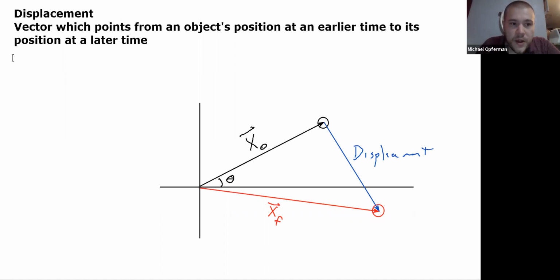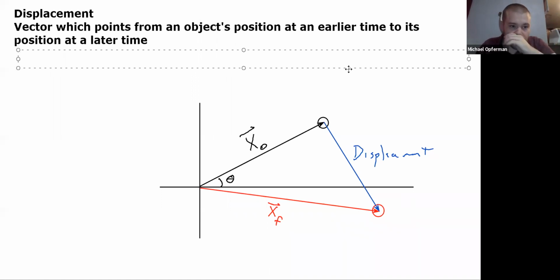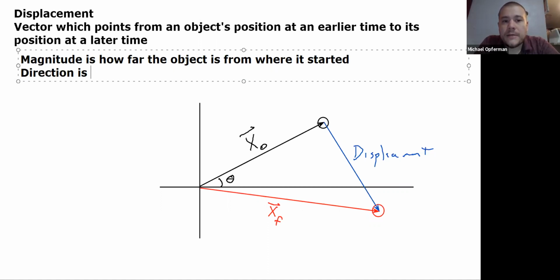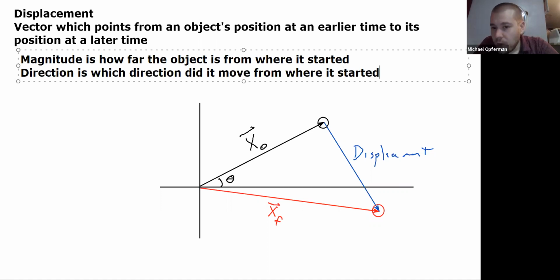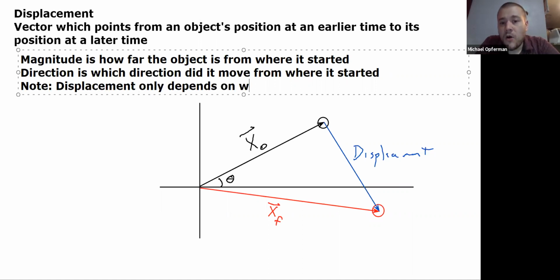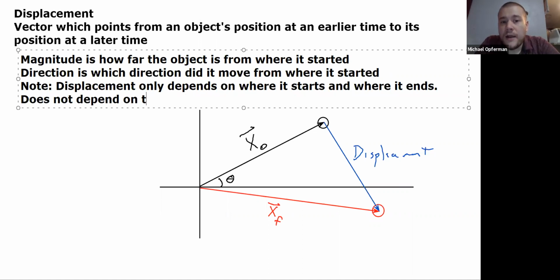Okay, so a few things to notice about that. First of all, the magnitude is how far the object is from where it started. The direction is which direction did it move from where it started. And most importantly and most counterintuitively about the displacement, displacement only depends on where it starts and where it ends, and does not depend on the actual path taken by the object.